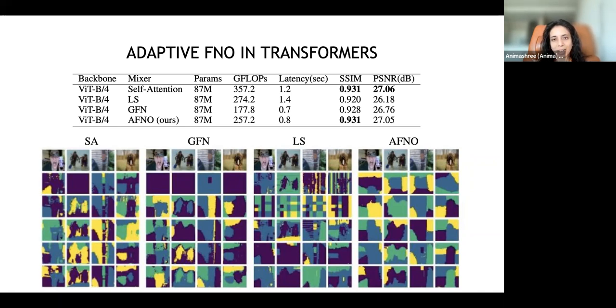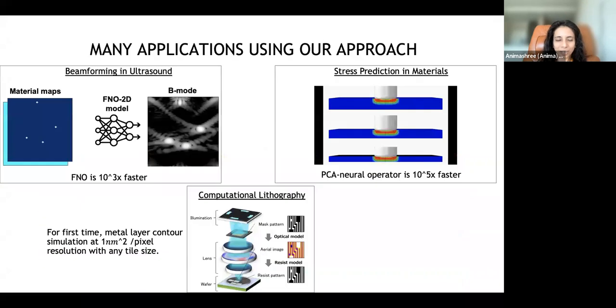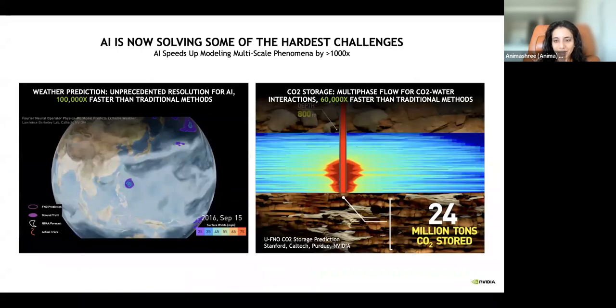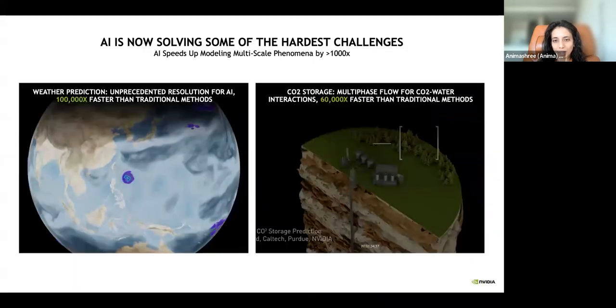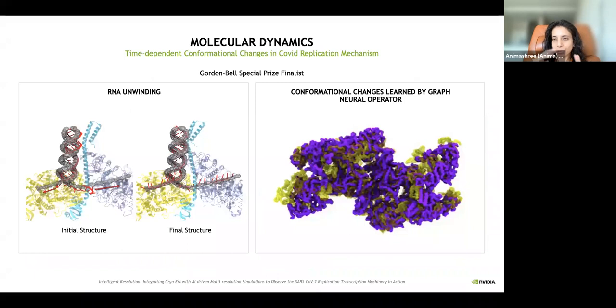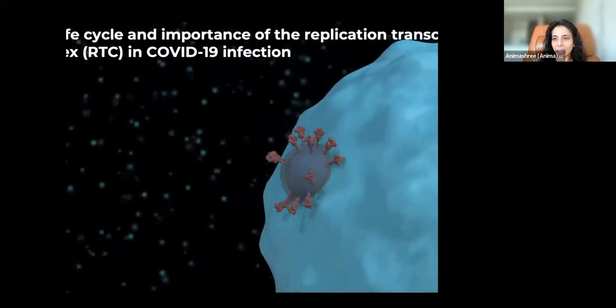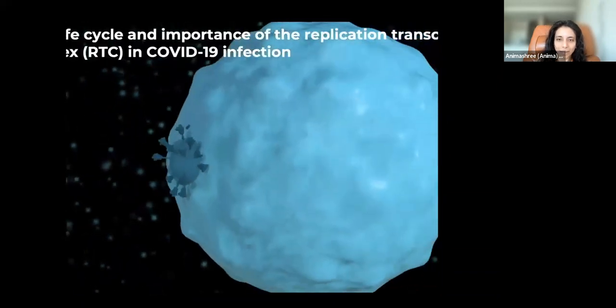So I know I'm out of time here, so I'll stop. There are some other applications we have. I encourage you to go check out the slides. There are more details there. There are also weather and climate scenarios we've been looking into, like carbon dioxide storage, and how the replication in coronavirus happens, and whether we can predict the molecular dynamics that come out of that. These were Gordon Bell special prize finalists.